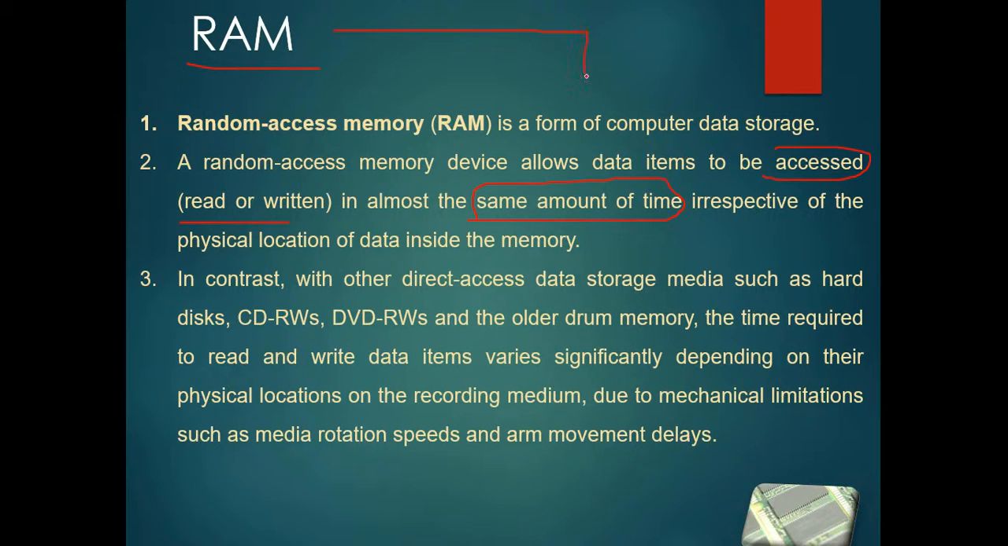So you have a memory, and wherever it is stored, the access time is equal. While in other data storage media such as your hard disk, CD-RW, DVD-RW, or any other old memory, it was not the case. It significantly depends on the physical location, because there are mechanical limitations such as media rotation speeds and arm movement delays. So this is the difference between RAM and other memory.